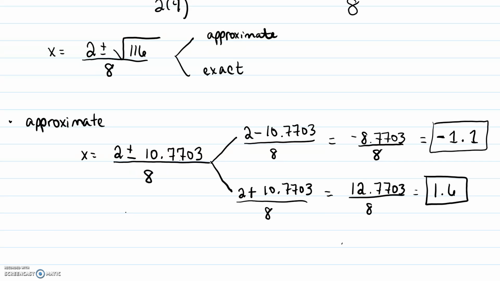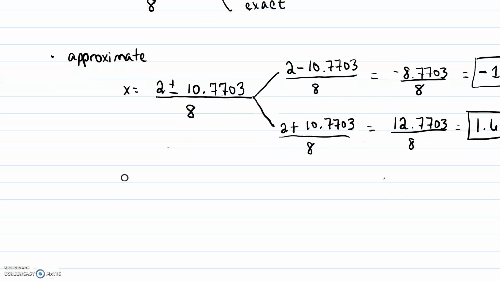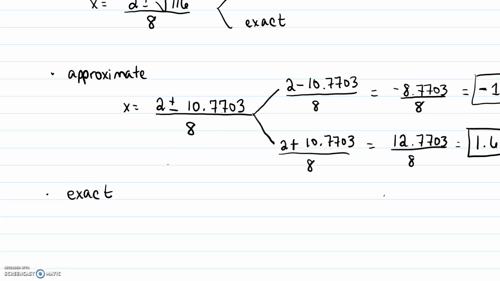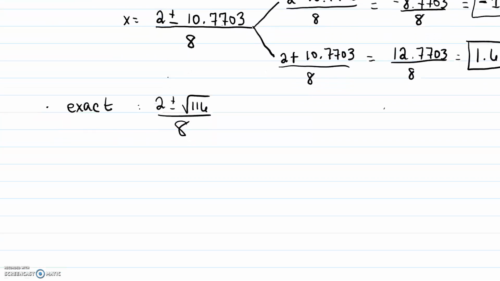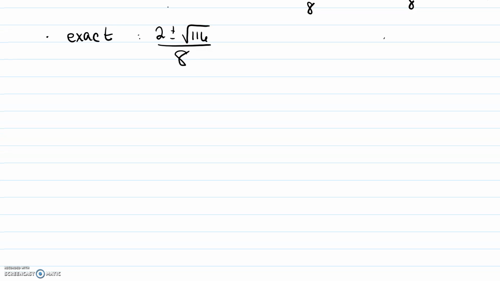The other way you're going to have to write an answer is give the exact. So let's go back here and look at that. All right, let me get my problem again. So 2 plus or minus the square root of 116 over 8. Okay, so when finding an exact, you've got to reduce. The first thing you're going to reduce is your radical term. Then the second thing you're going to reduce is the whole problem. Make sure you do it in this order so you don't make a mistake. So let's start with our radical, 116.